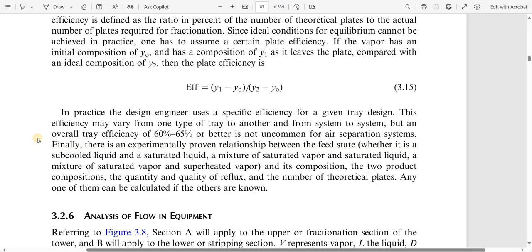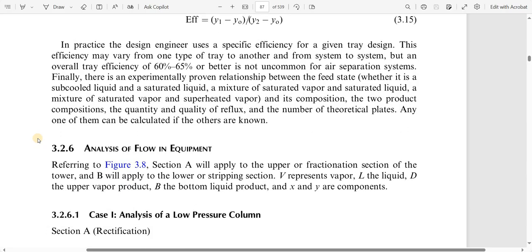Finally, there is an experimentally proven relationship between the feed state, whether it is a subcooled liquid, a saturated liquid, a mixture of saturated vapor and saturated liquid, or a mixture of saturated vapor and supersaturated vapor, its combination, the two product compositions, the quantity and quality of reflux, and the number of theoretical plates. Any of them can be calculated if the others are known.